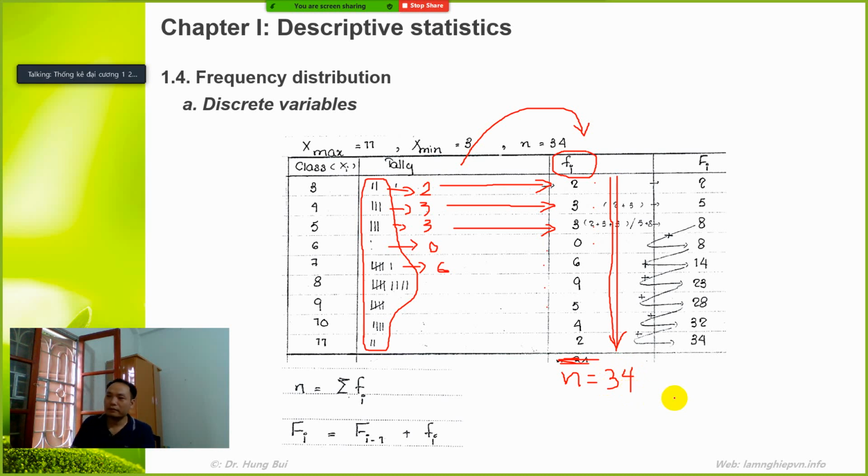Guys, write this one down. Okay? And then I want to show you is n. And what is n, guys? Small n. What is small n?